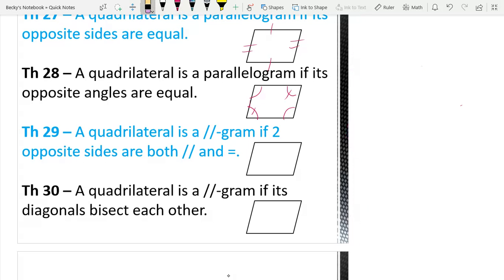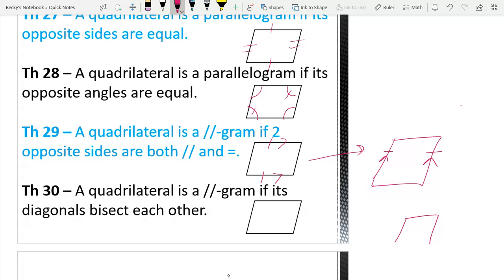Let me get rid of this so I can draw. For this one, it's the same set of sides that have to be equal and have to be parallel. Over here, I did the top and bottom. I could also do the right and left sides like this. That works. They both are fine.